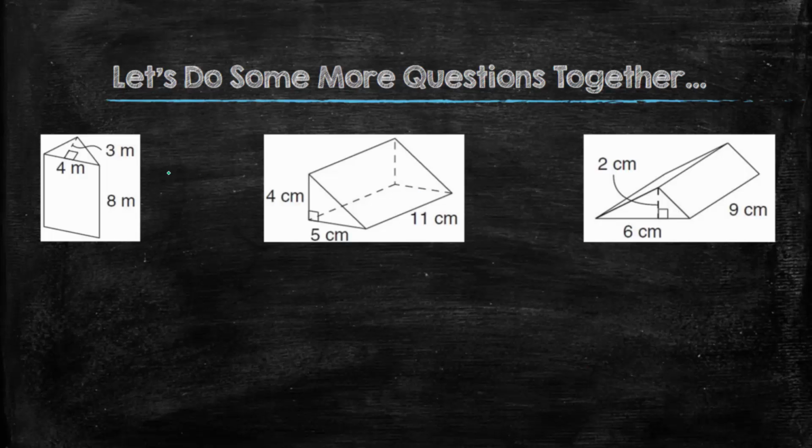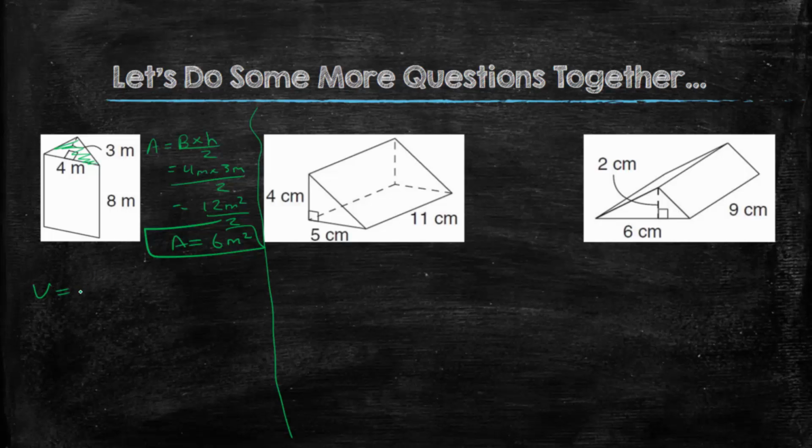Okay, so I haven't given you the base area here, so let's figure it out. So the first thing we want to do is figure out the base area. Well, the base area, as you remember, of a triangle is base times height divided by 2. So what do you have here? 4 times 3. So area equals base times height divided by 2. So we've got 4 meters times 3 meters divided by 2. 4 times 3 is 12 meters squared divided by 2. That gives us 6 meters squared. So the area of the base is 6 meters squared.